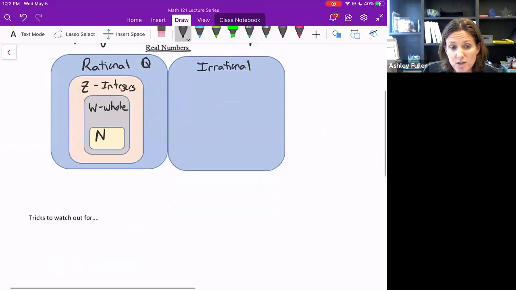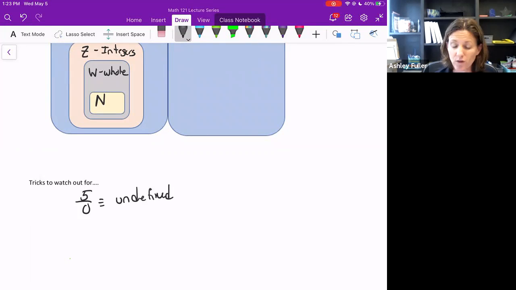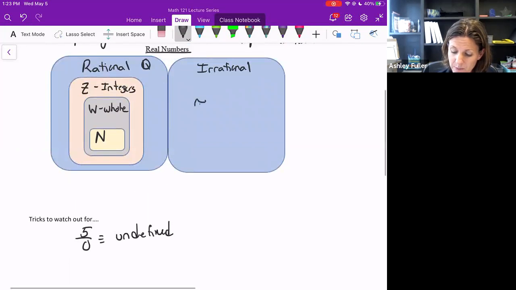A couple of tricks to watch out for. If you see anything over 0, doesn't fit into any of those categories, this is what's called undefined. And also be careful, irrational numbers are things like pi, e, the square root of 2, but just because you see a square root doesn't mean something's irrational.